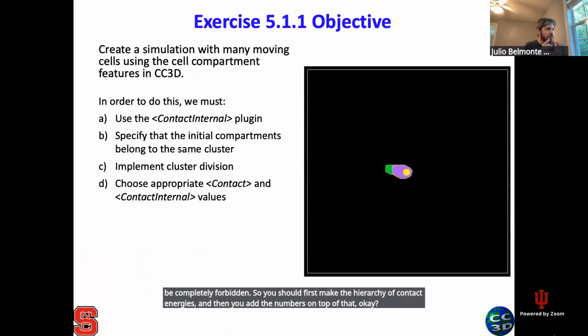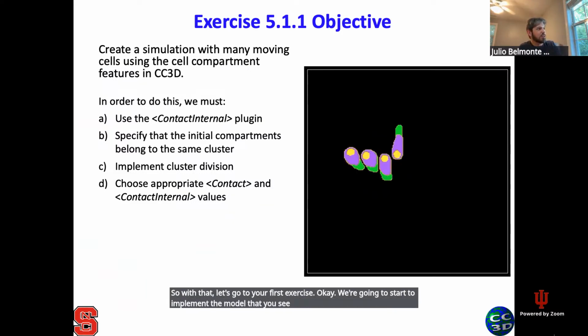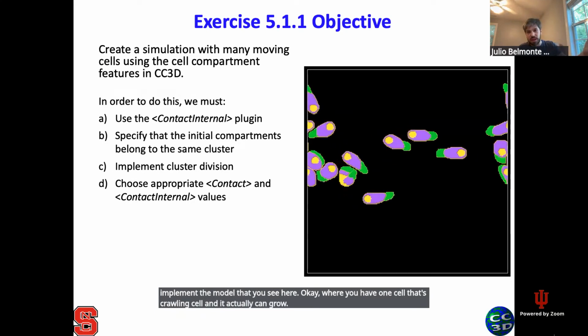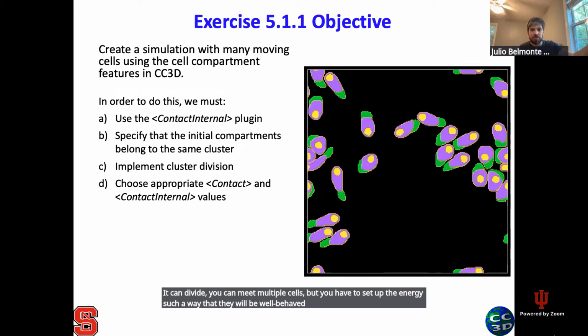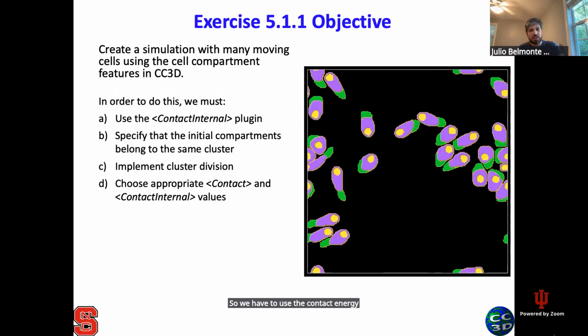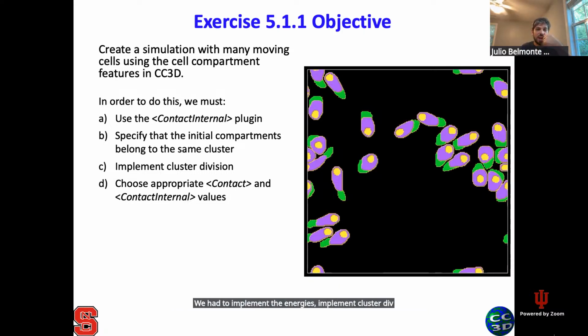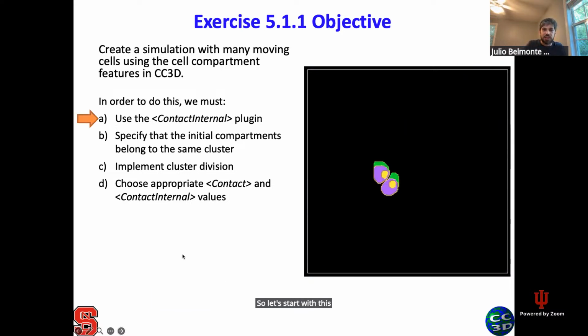Okay. So with that, let's go to your first exercise, where you're going to start to implement the model that you see here. You have one crawling cell, and it can grow, it can divide, it can make multiple cells, but you have to set up the energy in such a way that they will be well behaved like this. You have multiple crawling cells, but they do not mix with one another. So we have to use the contact energy to specify that all the parts belong to the same cell. We're going to implement the energies, implement cluster division, and then as soon as you have two cells, you have to choose appropriate values for the contact and internal contact energies. Okay, so let's start with this.